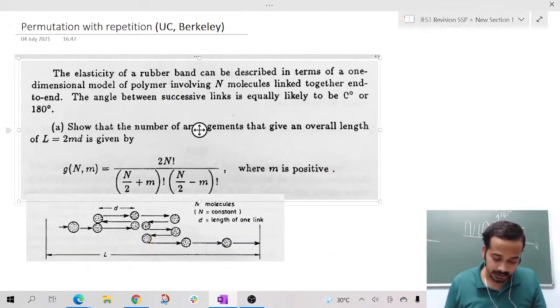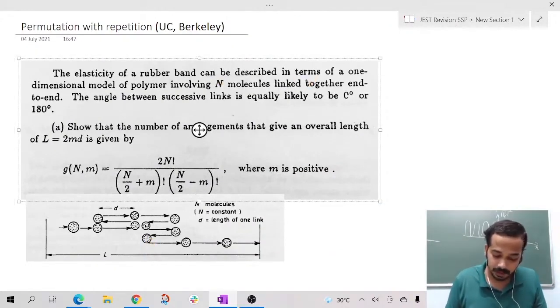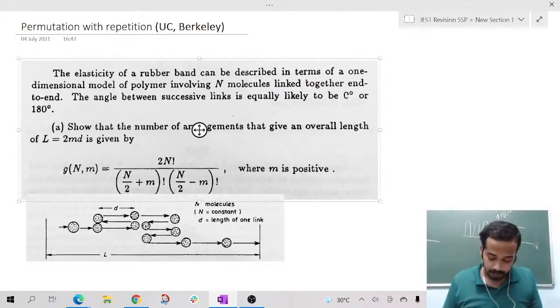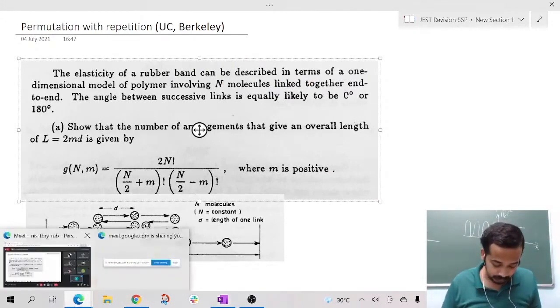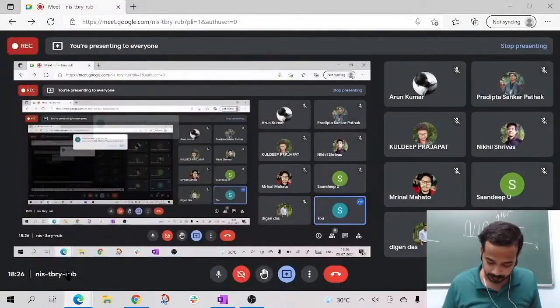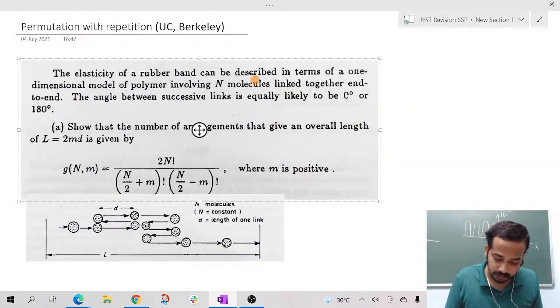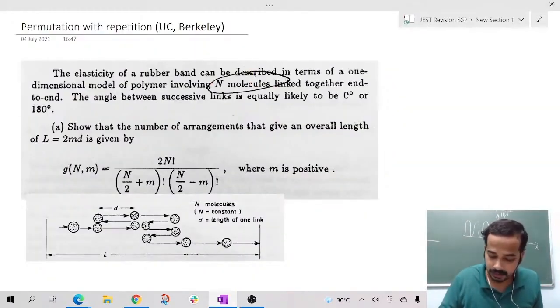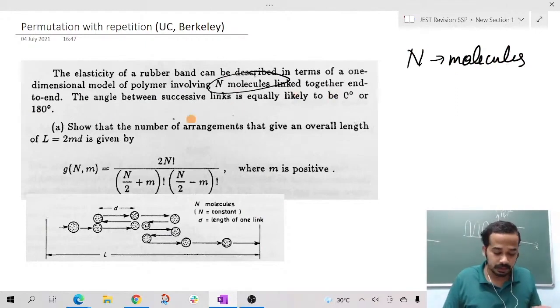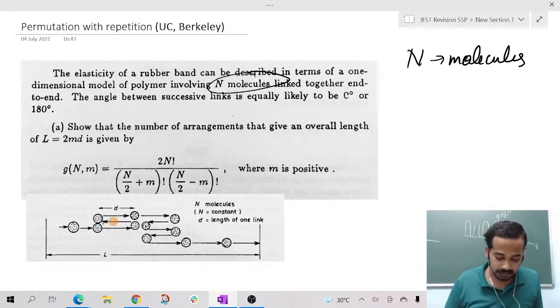The elasticity of a rubber band can be described in terms of a one-dimensional model of a polymer involving n molecules. So the total number of molecules is n here. N molecules linked together end to end. The angle between successive links is equally likely to be 0 degrees or 180 degrees. You can say each of these is a link, as he has drawn in the diagram.